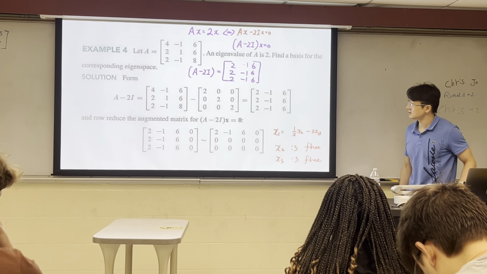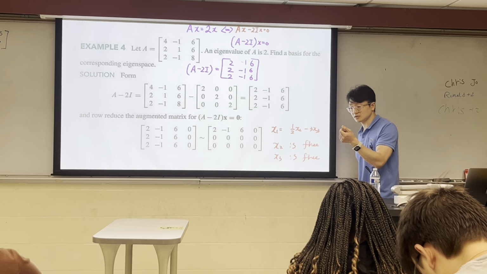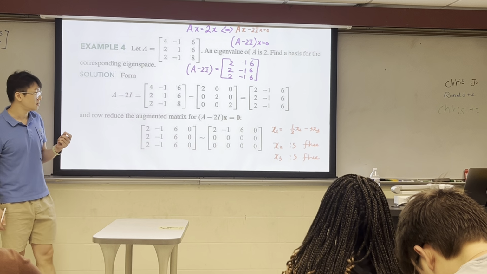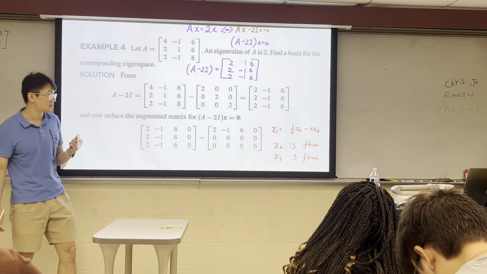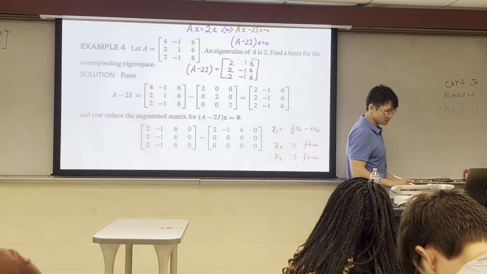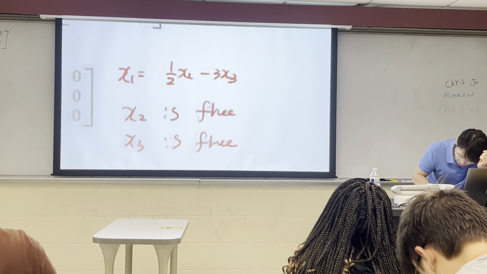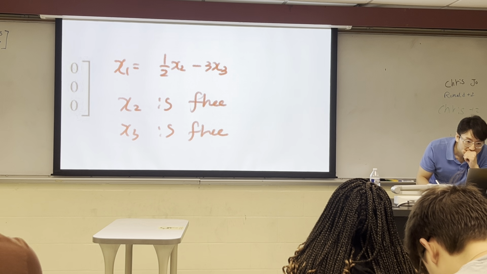Make it a 3x1 matrix. Yes, a 3x1 matrix with the first entry being 0.5 x2 minus x3, the second entry being x2, and the third entry being x3. Can you say again? A 3x1 matrix, first entry 0.5 x2 minus 3x3, second entry x2, and the third one is x3.